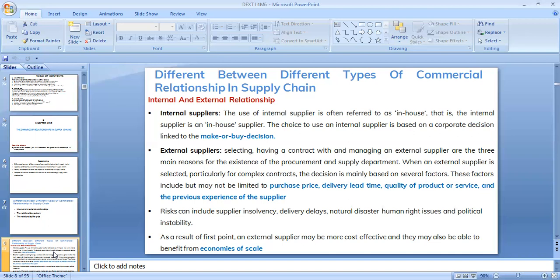When we say make or buy decision, the make is: are we using internal personnel to create the product or to carry out the service? If we are doing that, we are making it. The decision is for us to make it. If we are going to be using external personnel to carry out the service or create the product, then that is what is called external suppliers.